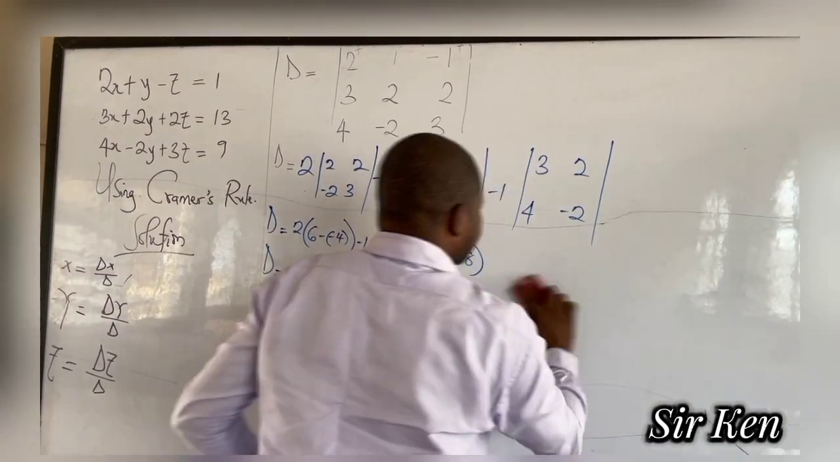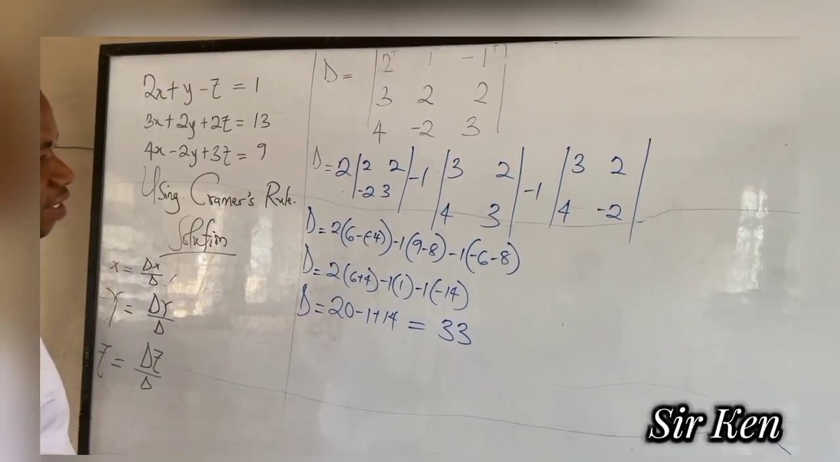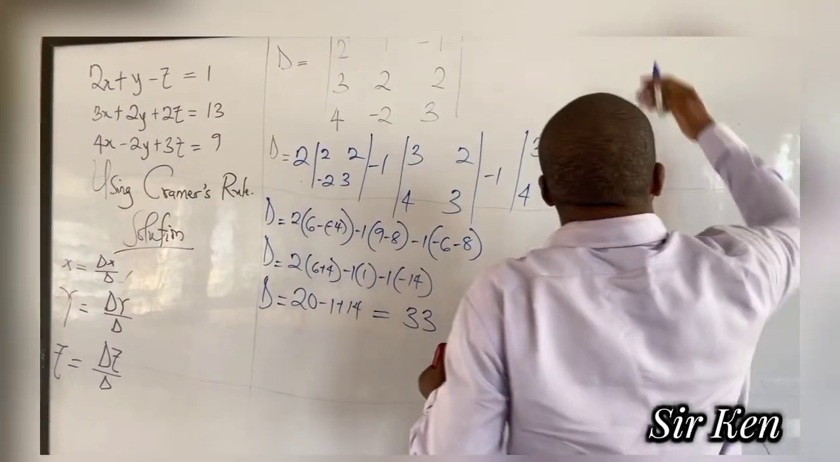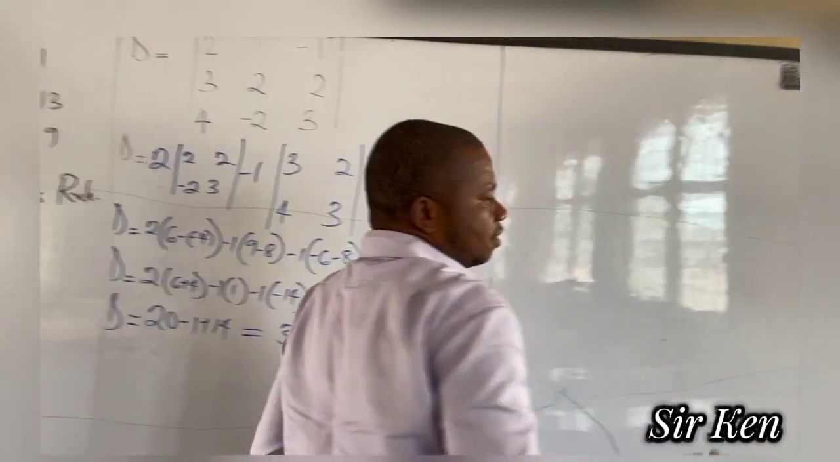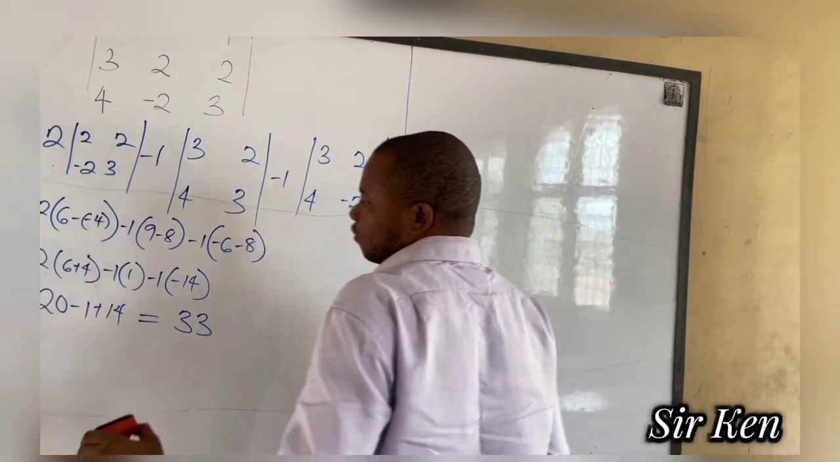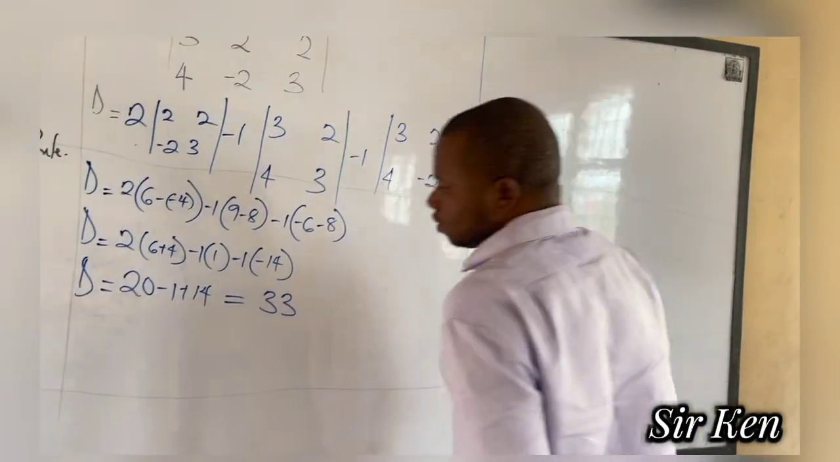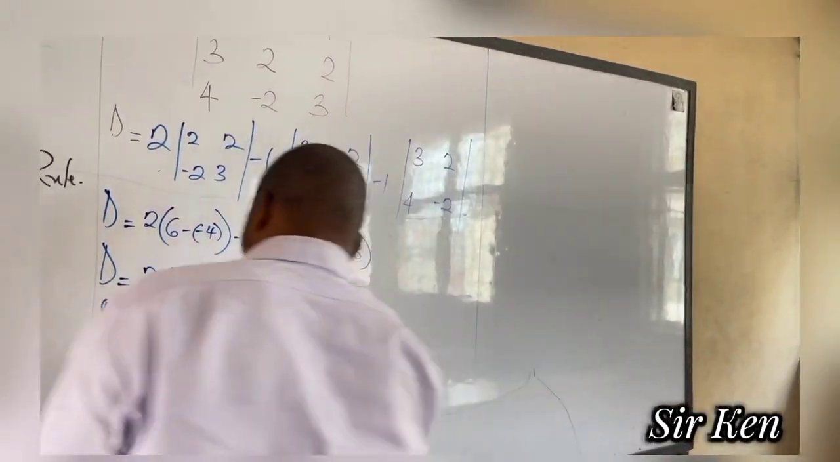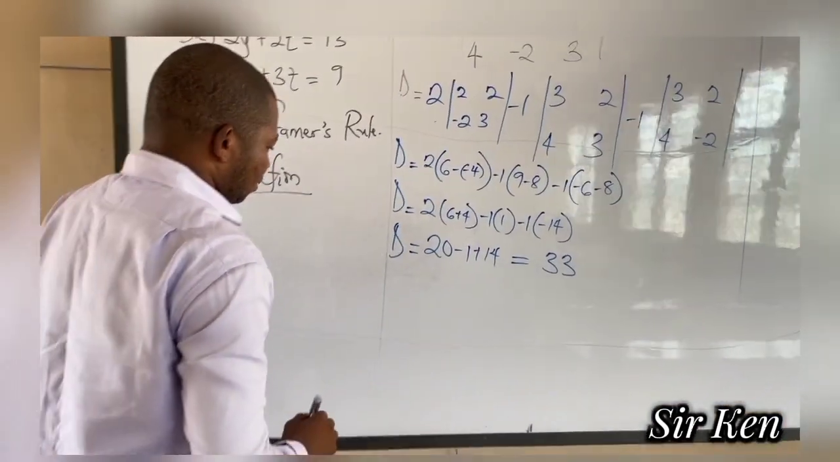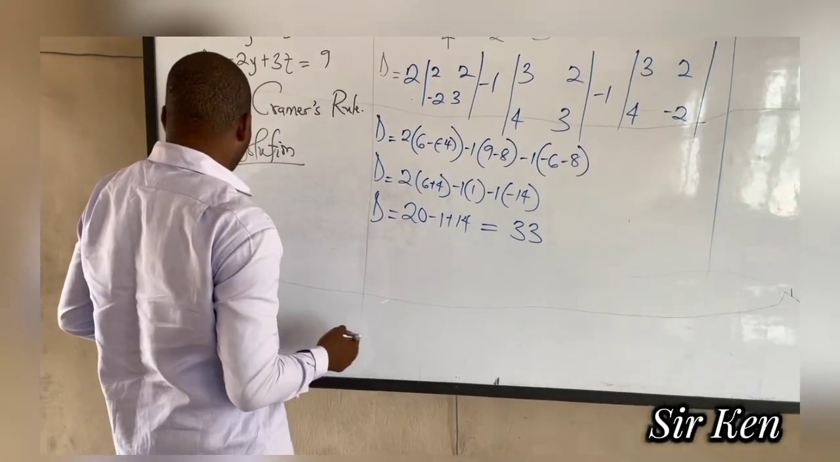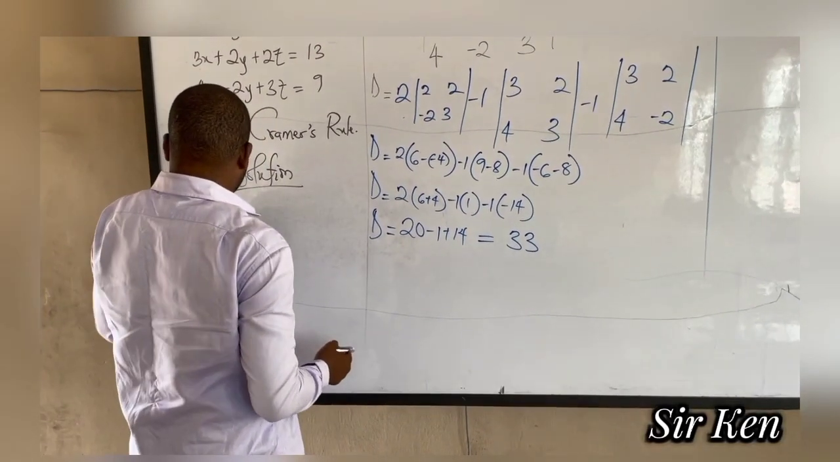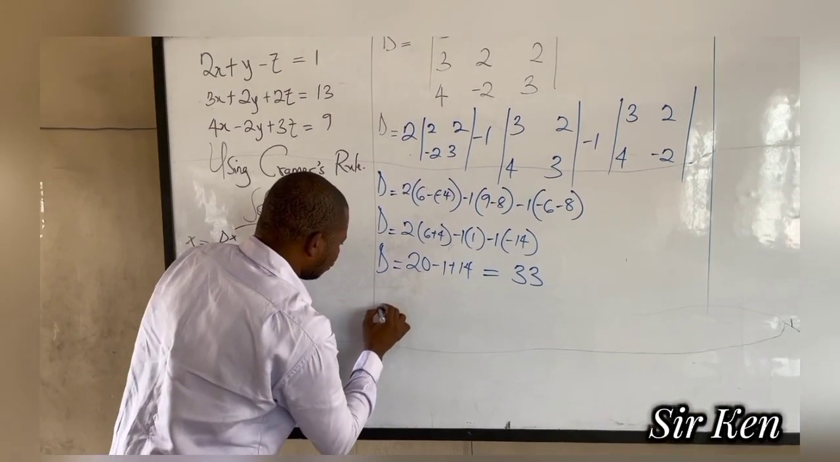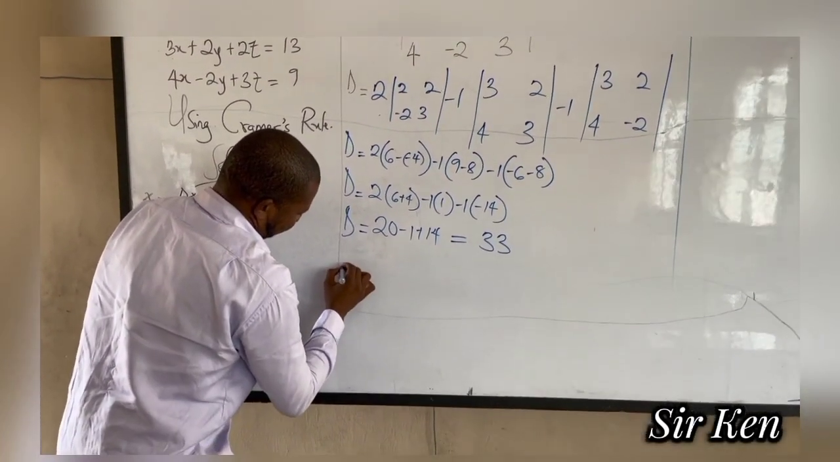Now we've been able to get our D, which is the determinant. So we go on now to get the X, the Y, and finally the Z. Still have space here. Let's go on to look for the X.